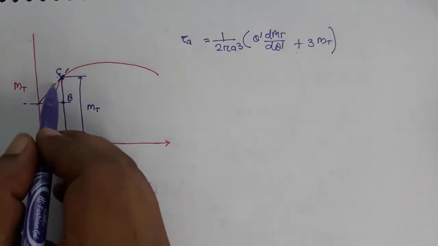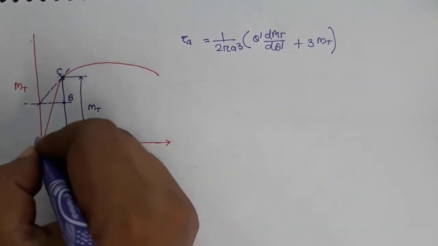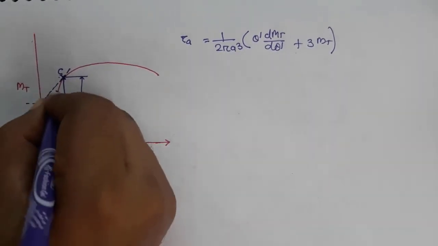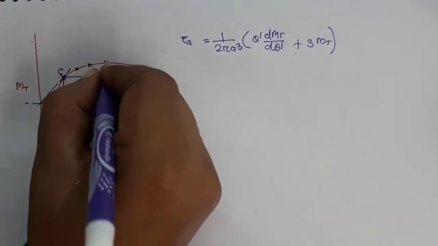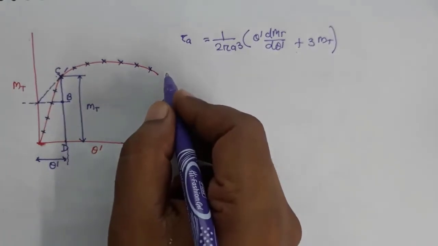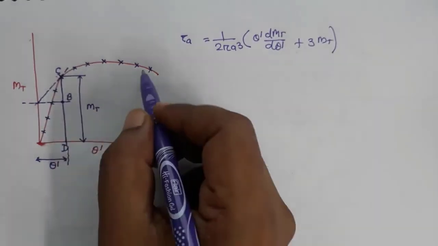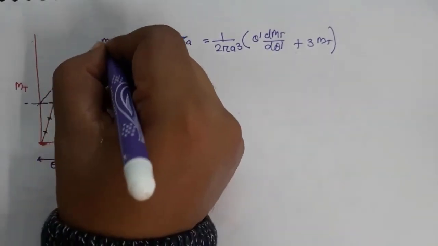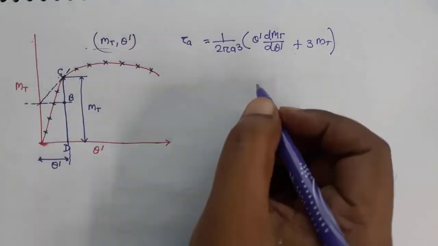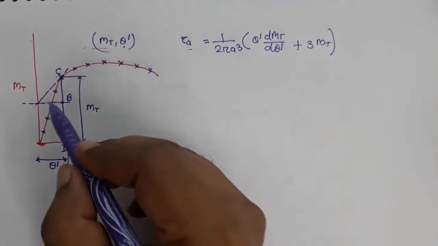What we do is we can do the same thing at every point of this diagram. Remember this diagram is actually data points at certain intervals, like we did in the tutorial for the stress strain data. So we have some data points, and from each data point we can calculate. What are these data points? These data points are basically mt values at different theta dash values. Using these two values we can calculate tau A at every point.